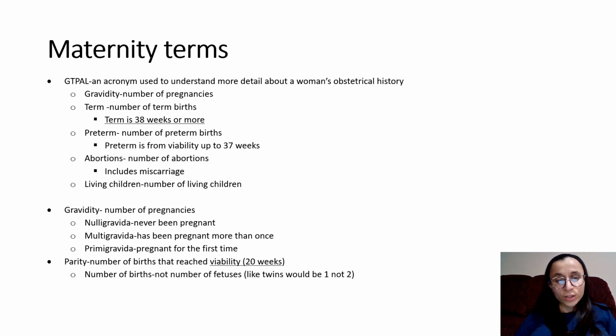Then we go on to abortions, the number of abortions. An abortion can be a regular abortion or it could be a miscarriage. And L is for living children, which is the number of living children a person has.